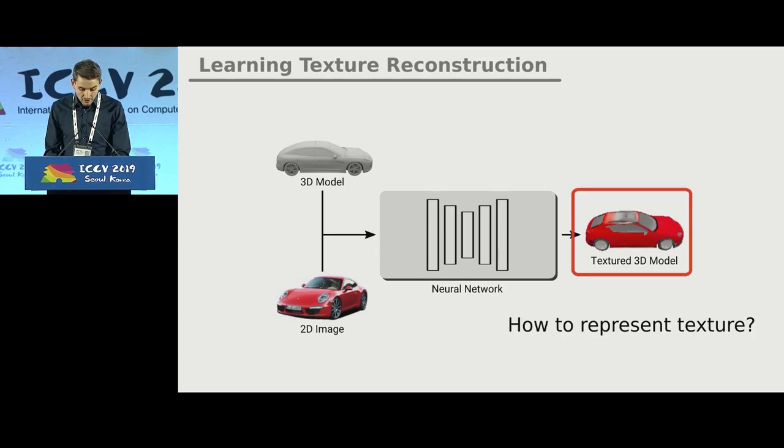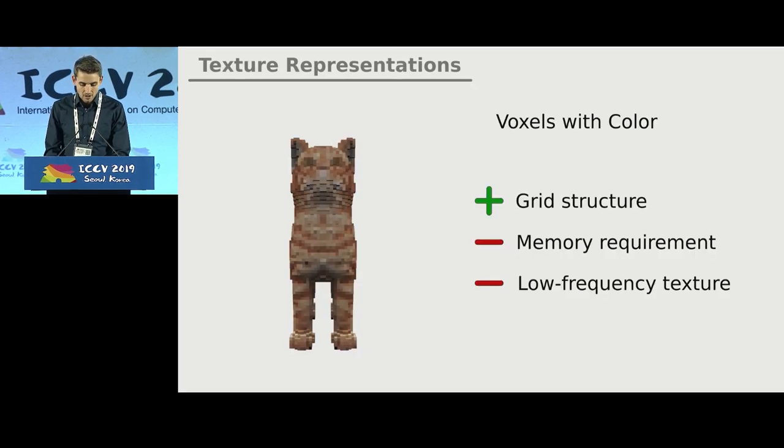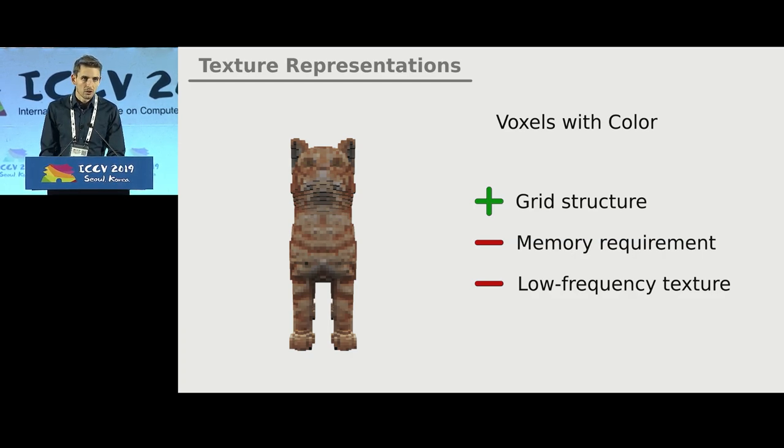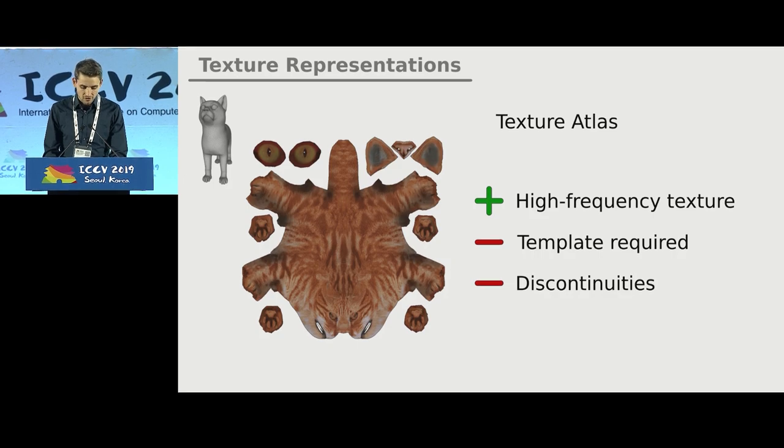One of the major limiting factors of existing methods results from the representation of the texture. When using colored voxels as representation, deep learning architectures are feasible on the 3D grid using 3D convolutions. However, due to high memory costs, methods are limited to low resolution discretization and hence also to low frequency texture. In contrast, texture atlases can represent high frequency texture. However, these are limited to predefined template models using UV mappings. Moreover, texture atlases are prone to discontinuities of texture.